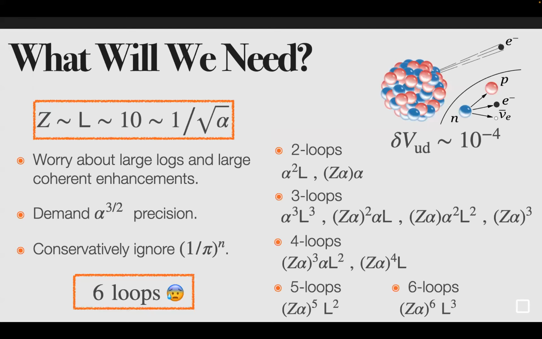Like Maxine mentioned, the Sommerfeld factor goes like pi alpha, not alpha over pi. So when there's Coulomb physics involved, you should be wary of factors of pi. And if you just go through and demand alpha to the 3/2 precision, which would correspond in this power counting to 10 to the -3, which is still an order of magnitude above the level of precision that would be required, you end up finding that you need terms, right?